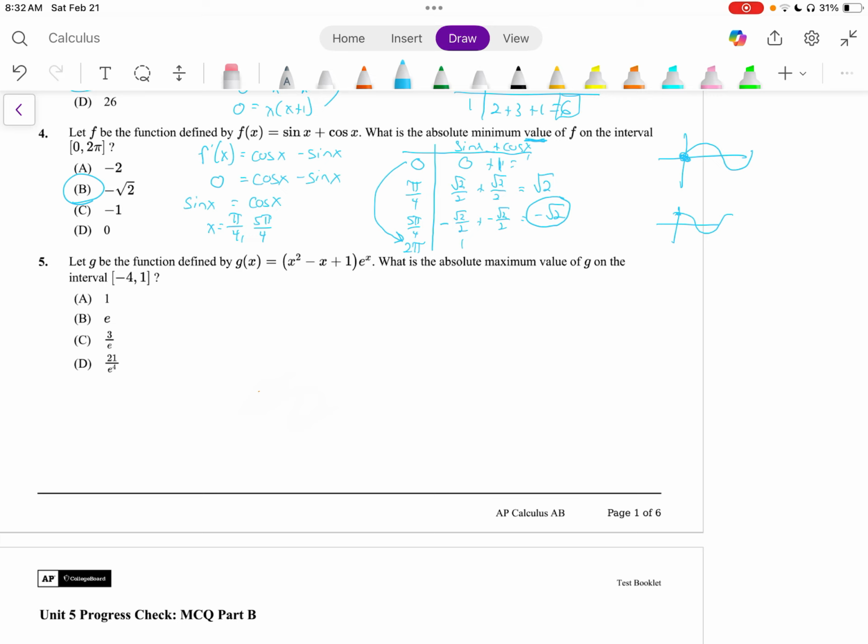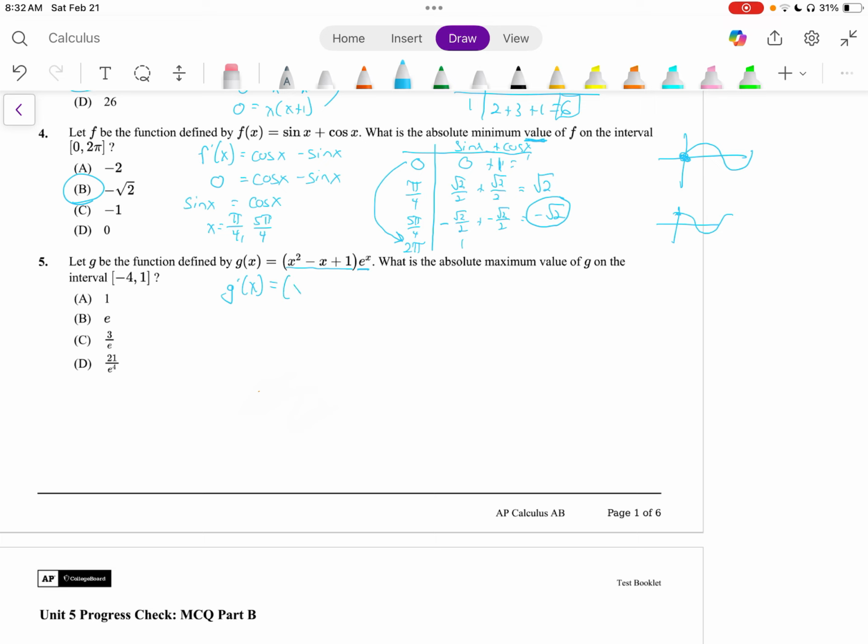Number 5, let g be the function defined by g of x equals x squared minus x plus 1 times e to the x. What is the absolute maximum on the interval negative 4 to 1? So this is going to be similar in that we have to think through this. Is this differentiable and continuous? It is, this is a polynomial, that's a parabola times e to the x. They're both continuous, so when you multiply them, you'll get continuous. So we will have an extreme value. And so we are going to find the critical numbers first.